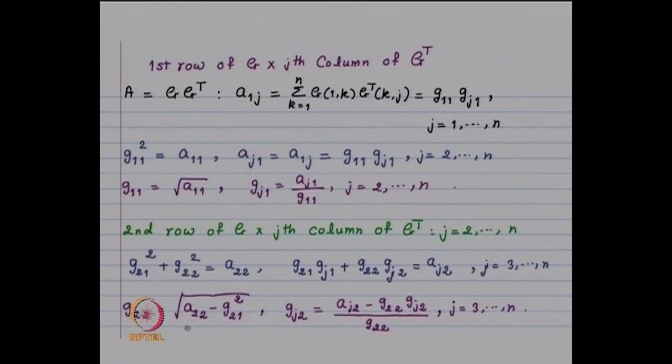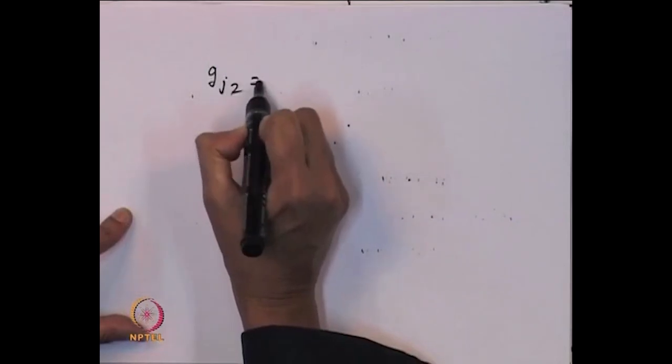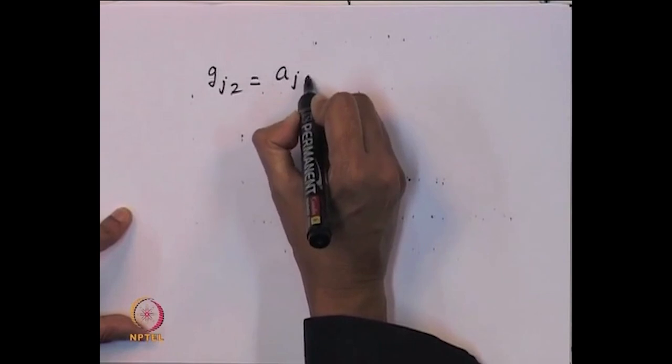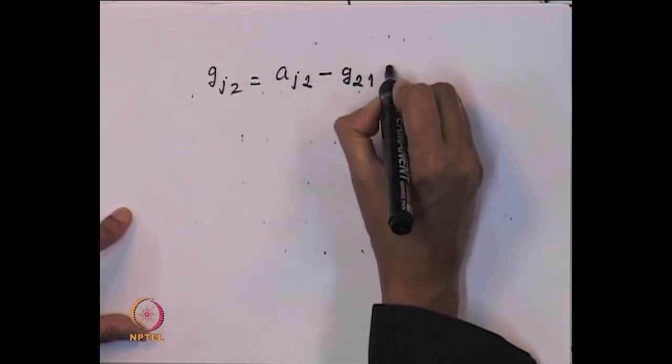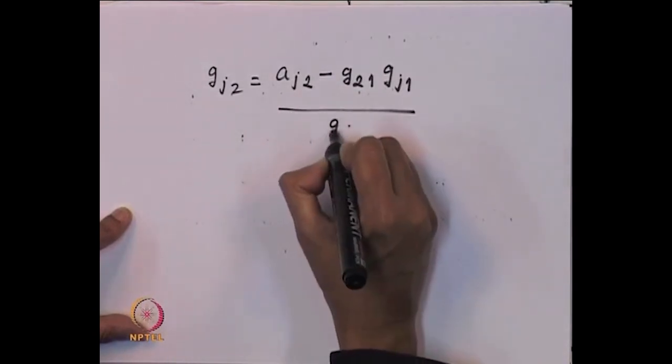So, you determine G 2 2 by square root of A 2 2 minus G 2 1 square, and G j 2 will be equal to A j 2 minus G 2 2 G j 2 divided by G 2 2. You are considering G j 2, G 2 1 G j 1, G 2 2 G j 2, that is correct. So, it will be A j 2 minus, actually this term should be G 2 1 G j 1, this should be different. G j 2 is going to be equal to A j 2 minus G 2 1 G j 1 divided by G 2 2.